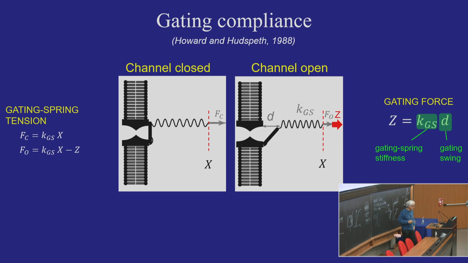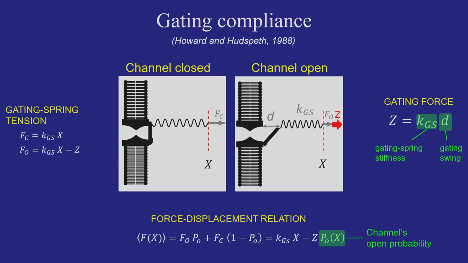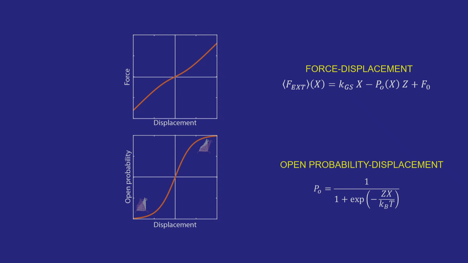Now, as the channels fluctuate between the open and closed state, we can only determine the mean tension in the gating spring. The mean tension in the gating spring is given by this simple formula here: it will be given by the linear elasticity of the gating springs, first term, but will be reduced by an amount that corresponds to the mean gating force, the mean effect of channel opening as you bring the system to a position x. As a result, there's a strict correspondence between the sigmoidal relation between open probability and displacement and mechanics.